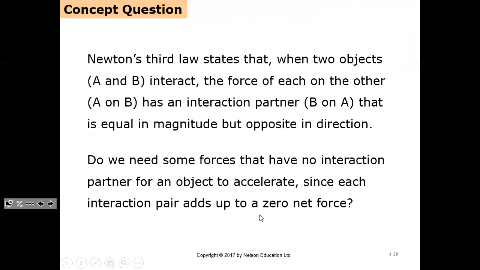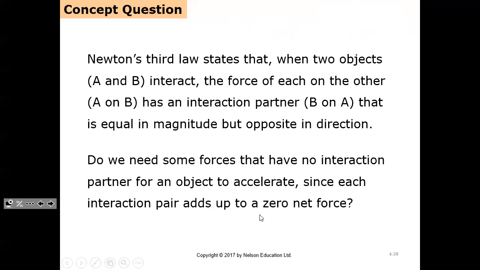Concept question. Newton's third law states that when two objects A and B interact, the force of each on the other has an interaction pair, B on A, that is equal in magnitude but opposite in direction. It's a kind of a trap question, okay? This is the third law. So when A and B interact, there will be two forces equal in magnitude and opposite in direction. So it's really, the question is wrong in the sense that there is some flaw, an error here. I want you to spot that.